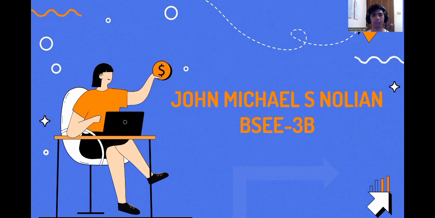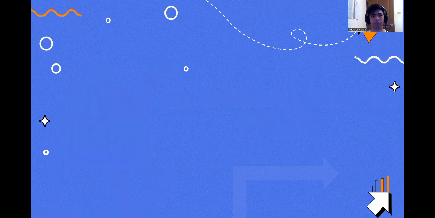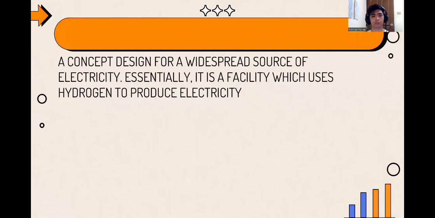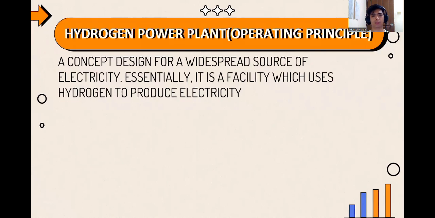My name is John Michael Nolian from BSCE 3D for EE elective. And I'm here to discuss about hydrogen power plant. A hydrogen power plant and its working principle is also designed for a widespread source of electricity. Essentially, it is a facility which uses hydrogen to produce electricity.